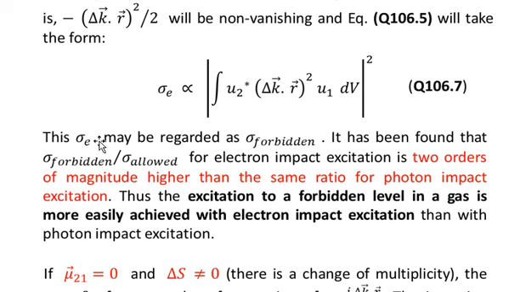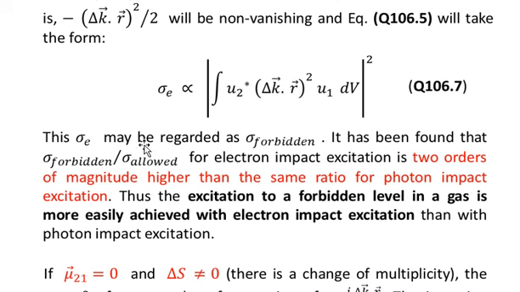But you see that sigma E is the electron impact cross section, and sigma forbidden means that this transition is forbidden optically. So that's why we have related this, that this sigma E may be regarded as sigma forbidden. It has been found that the ratio of the sigma forbidden to the sigma allowed for electron impact excitation is 2 orders of magnitude higher than the same ratio for photon impact excitation.